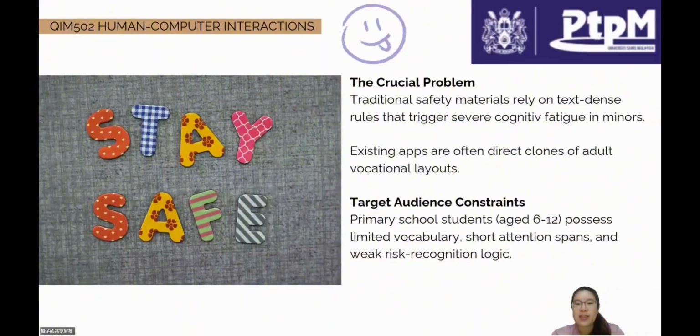School safety education is very important for primary school students. However, many children's digital apps fail because they use adult-centric design. Children aged 6 to 12 have limited vocabulary and short attention spans. When they see too many words, they feel cognitive fatigue and do not want to learn. Therefore, we need an app tailored specifically to children's cognitive models.